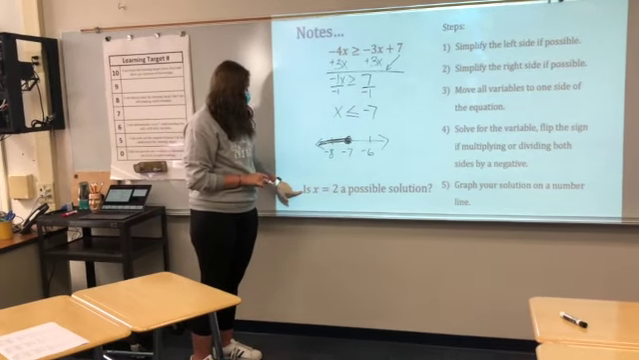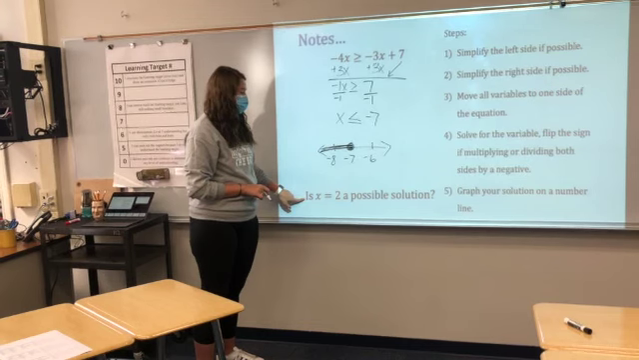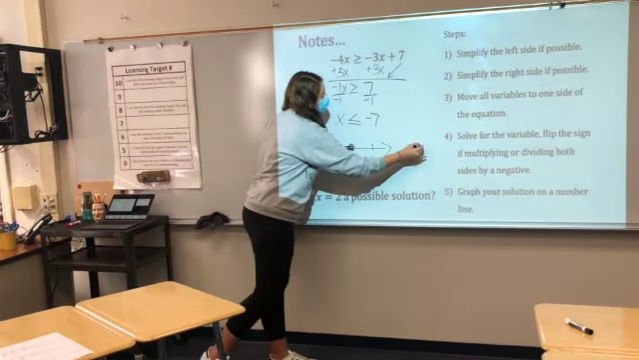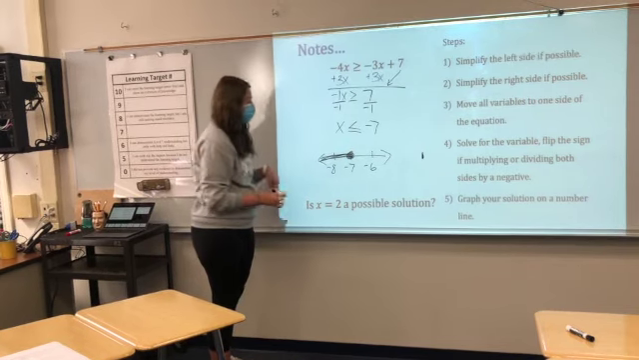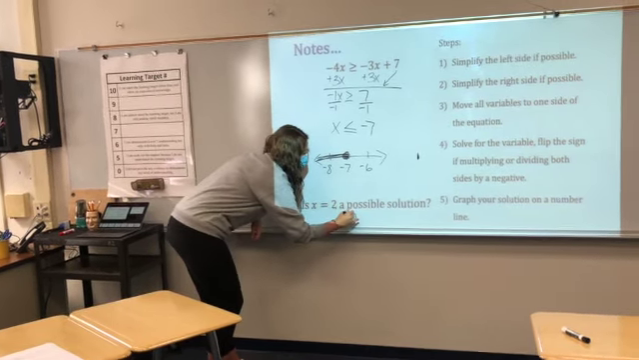So down here it asks me, is x equals 2 a possible solution? 2 would be all the way up here, and we know that it's shaded on this side of the equation, so no, it's not.